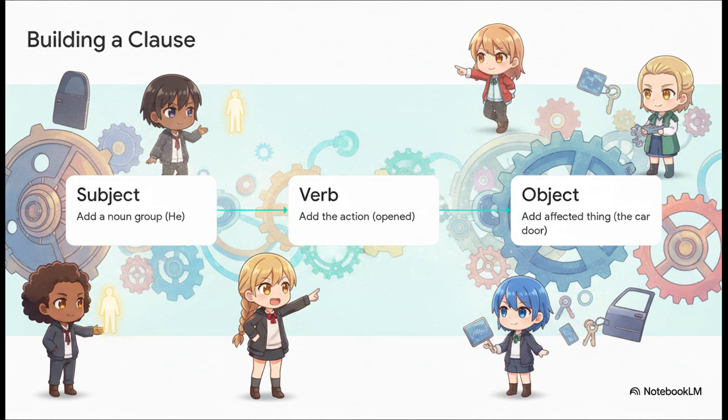Let's actually see how this builds in practice. Step 1, we just snap on a subject. Let's use he. Step 2, we add a verb, like opened. And step 3, we attach our object, the car door. So we've combined a subject, a verb, and an object, which, by the way, is just the person or thing directly affected by that action. Subject, verb, object. It's a wonderfully efficient piece of engineering, isn't it?